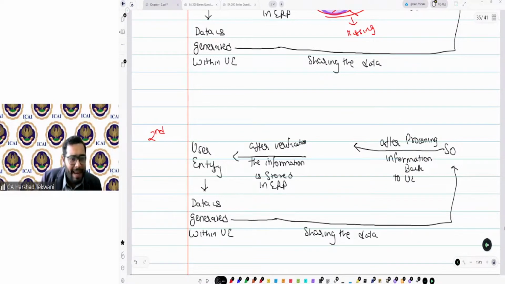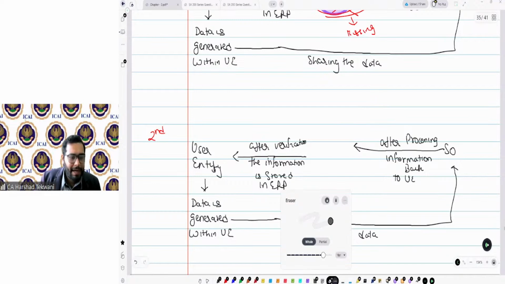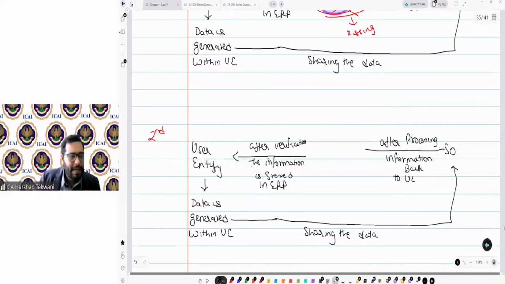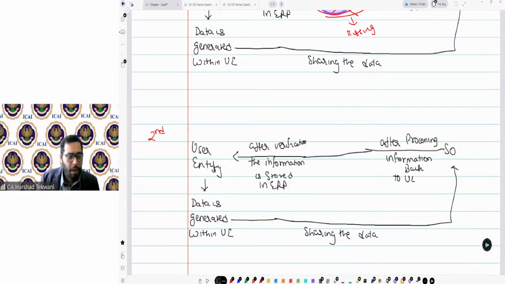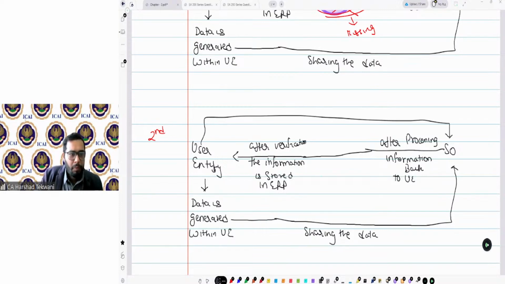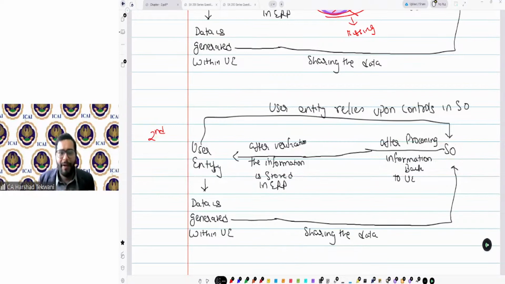And data directly flows into these entities' ERP system. Now, the user entity relies upon controls in the service organization. So they do not verify anything. They rely upon the controls in the service organization.